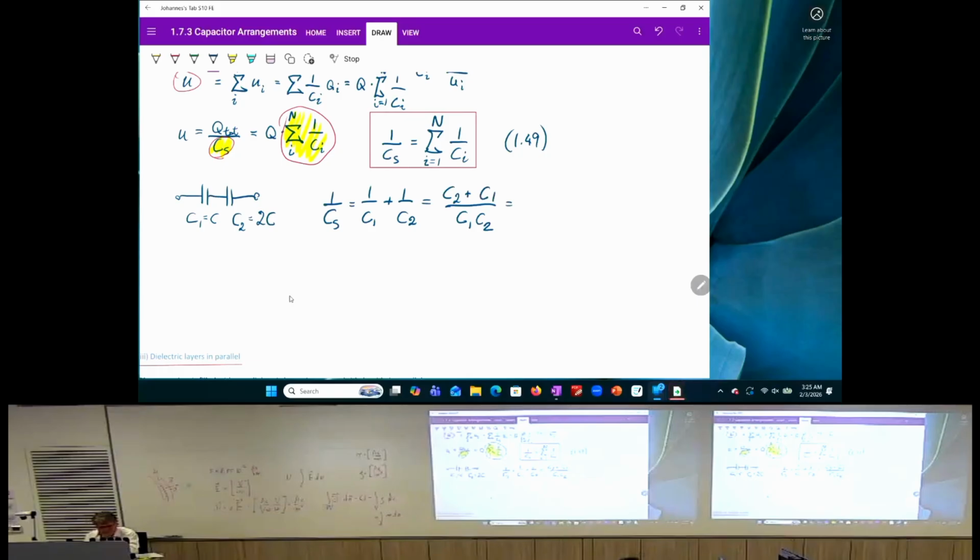And now you insert the specific values. C2 is 2C, C1 is C, and here you have 2C times C. You have 3C over 2C squared, which gives you 3 over 2C. So as a consequence, your new equivalent capacitance, which is equivalent to the series capacitance of these two capacitors C1 and C2, is Cs equal to 2 times C over 3.